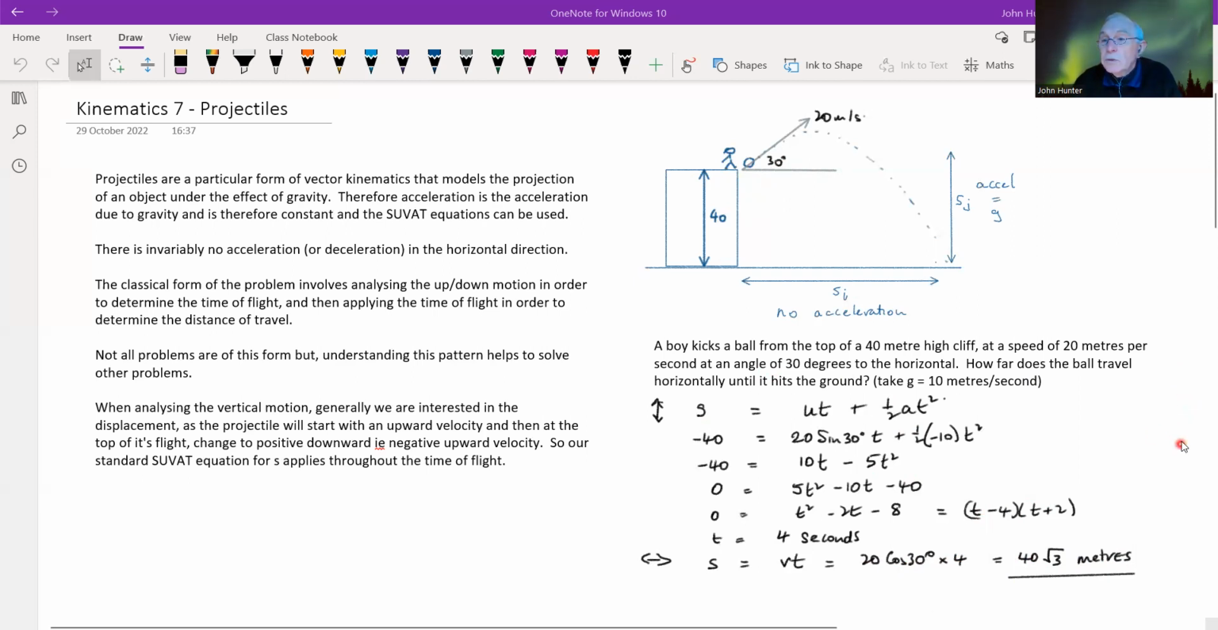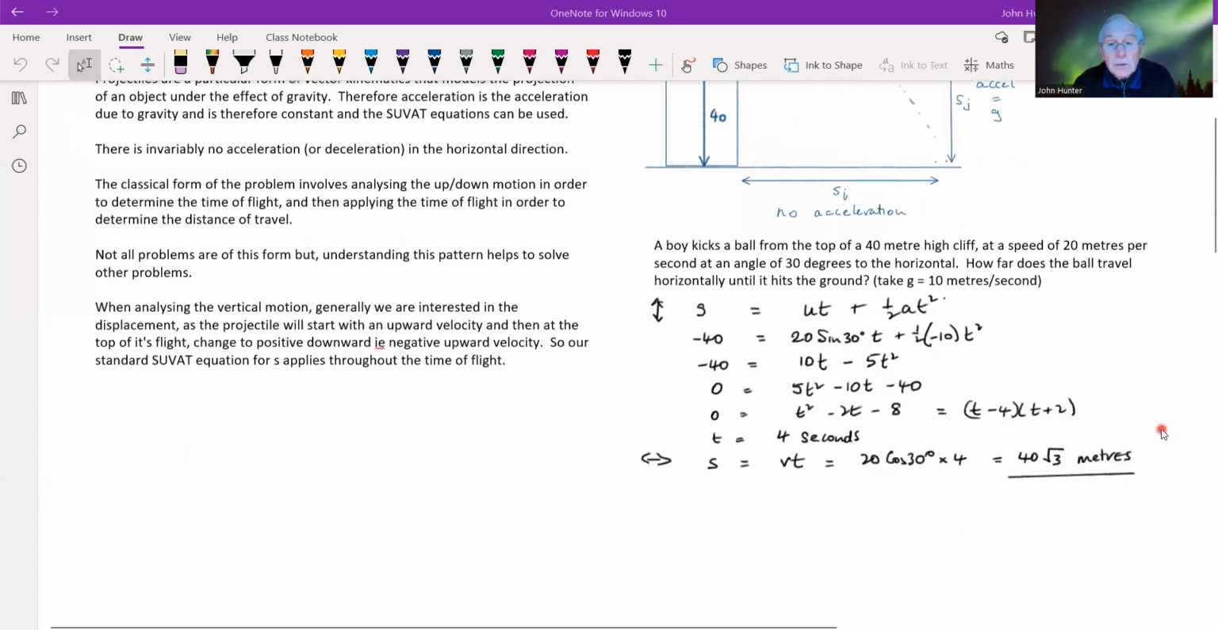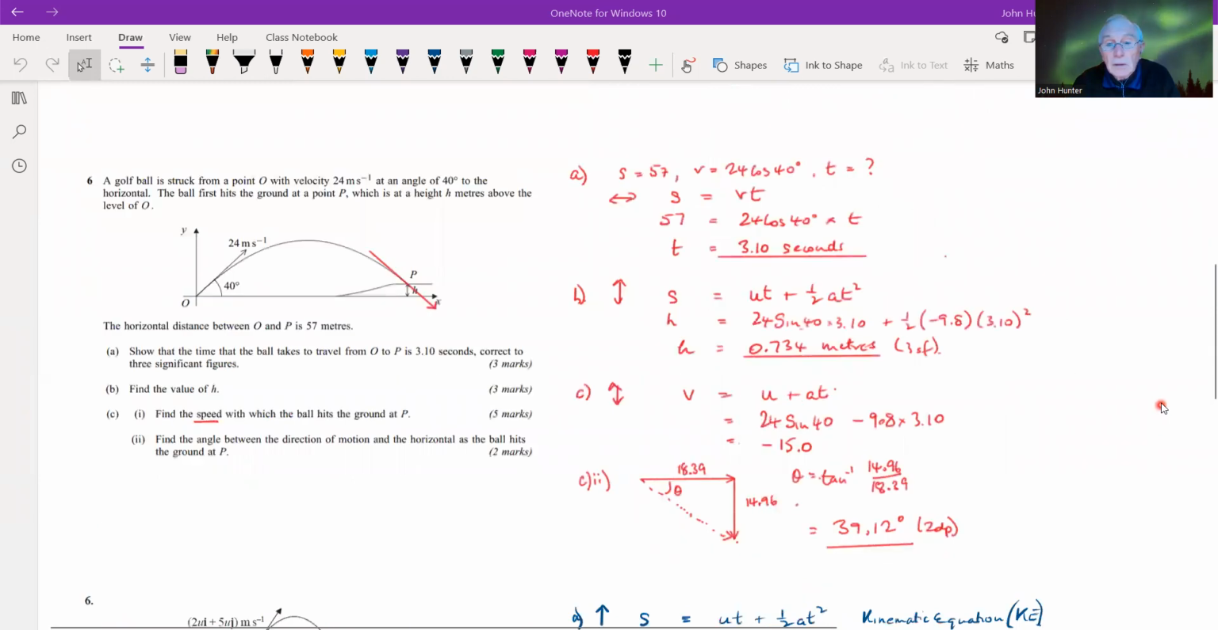Now I've got a couple more to illustrate how it works, and that hopefully will help to explain it all. A golf ball is struck from a point O with velocity 24 meters per second at an angle of 40 degrees to the horizontal. The ball first hits the ground at point P, which is a height h meters above the level of O. It's probably hitting it onto a raised green. And the horizontal distance between O and P is 57 meters.